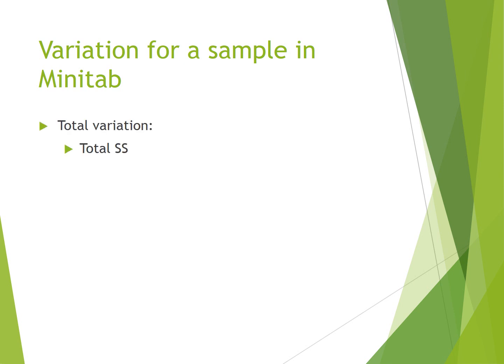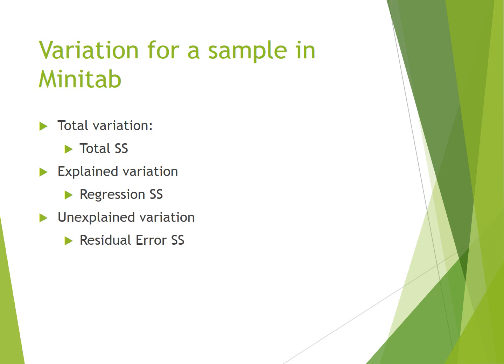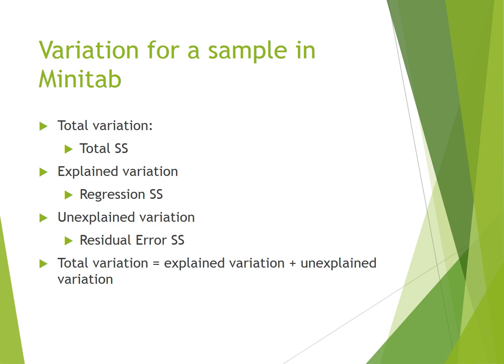So, variation for a sample. Total variation is known as Total SS on that table that Minitab gives you. The explained variation is known as the Regression SS. The unexplained variation is known as the Residual Error SS. You see all this in the table in Minitab, but we're not going to do anything with it in this class. The total variation is the explained variation plus the unexplained variation, so it is the Regression SS plus the Error SS.